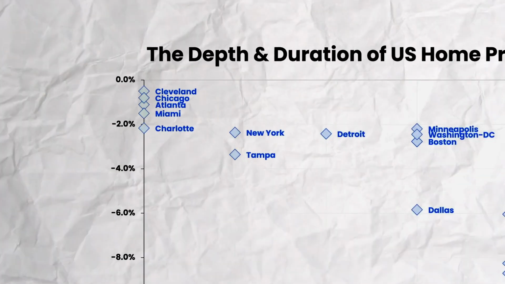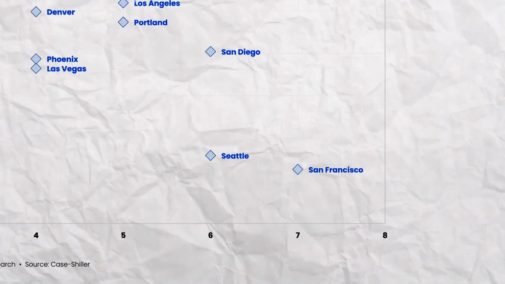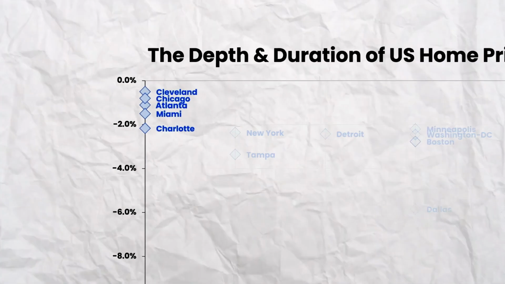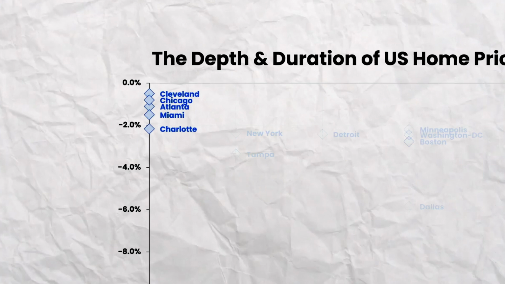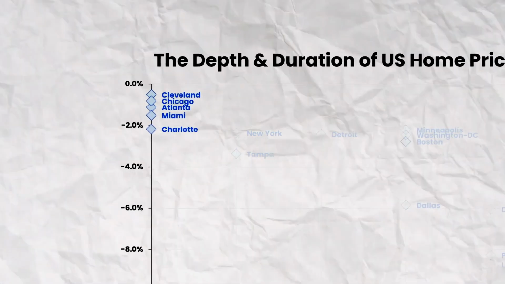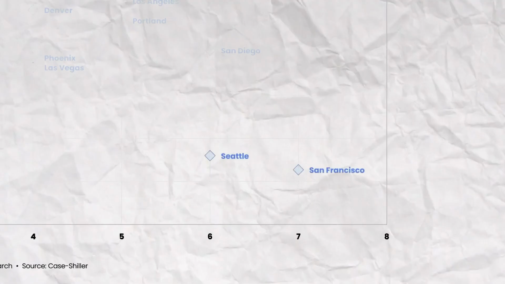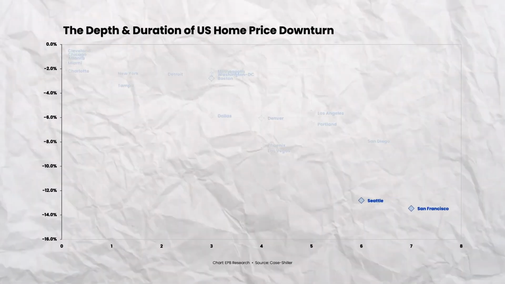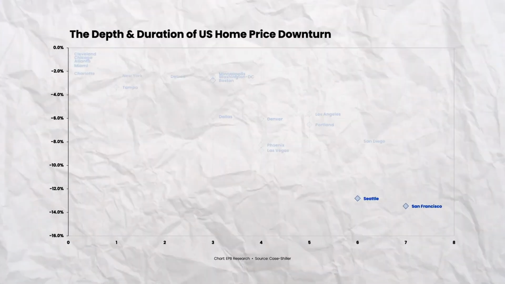In the upper left corner, regions that have hardly been affected are shown, while the lower right corner represents areas where the housing market is suffering the most. Cities like Cleveland, Chicago, Atlanta, Miami, and Charlotte have experienced minimal correction. Housing prices here are only about 1 or 2% lower than their peak levels, and there are no sustained declines. On the other hand, San Francisco and Seattle have seen housing price declines of almost 15% in less than a year, comparable to the downturn in 2008.